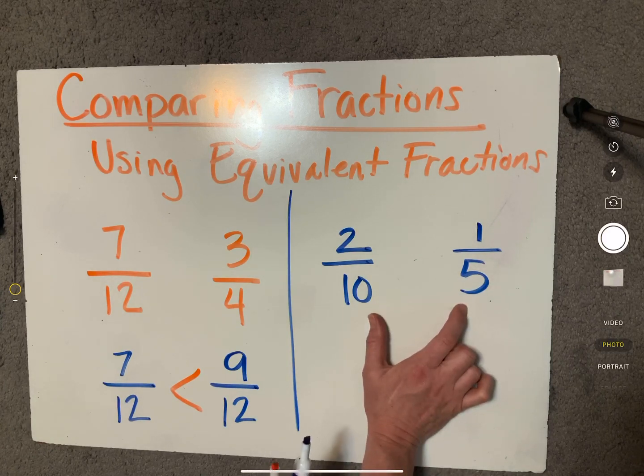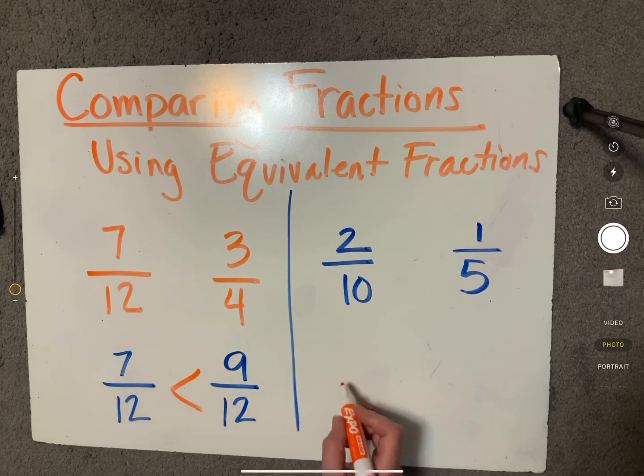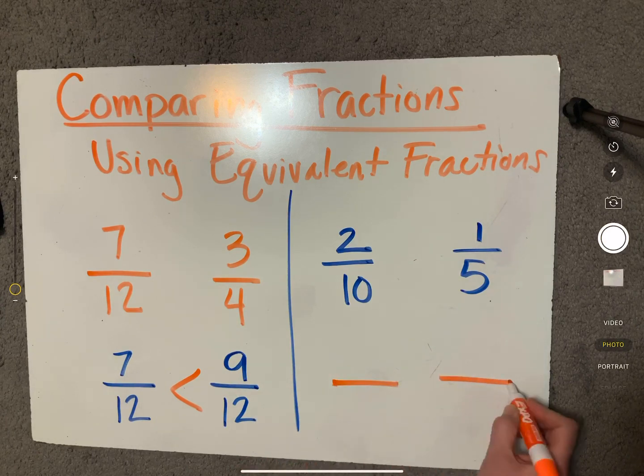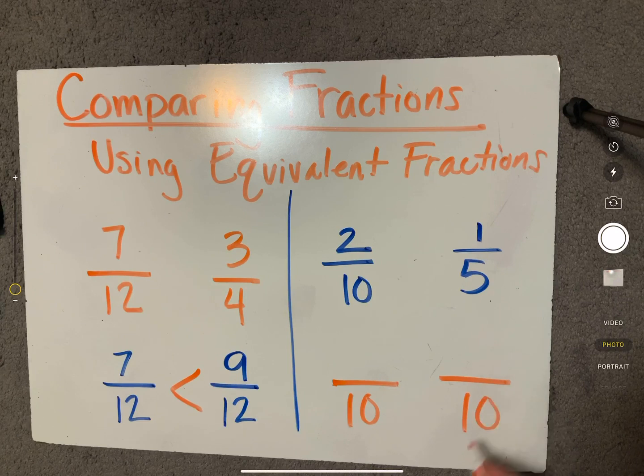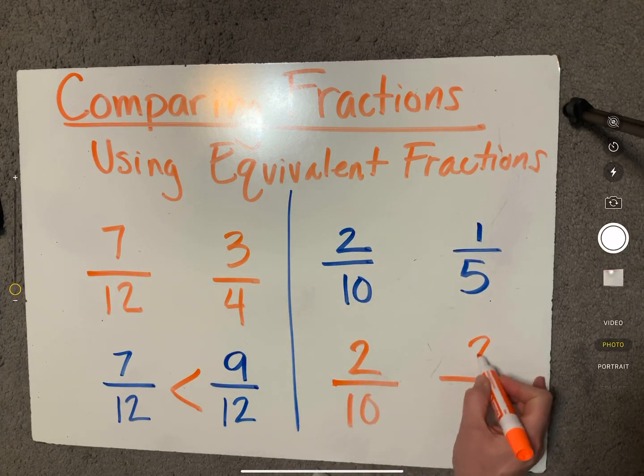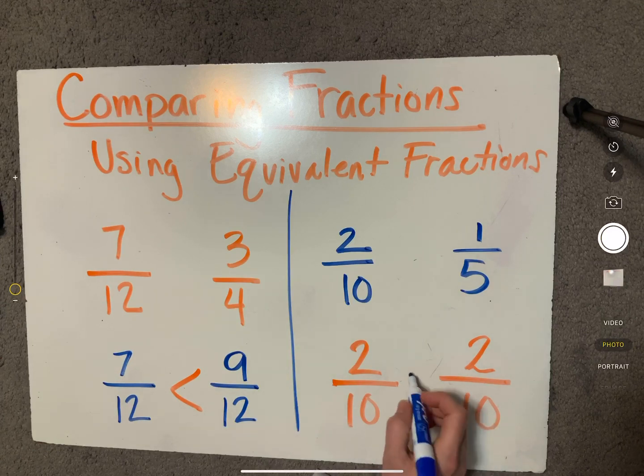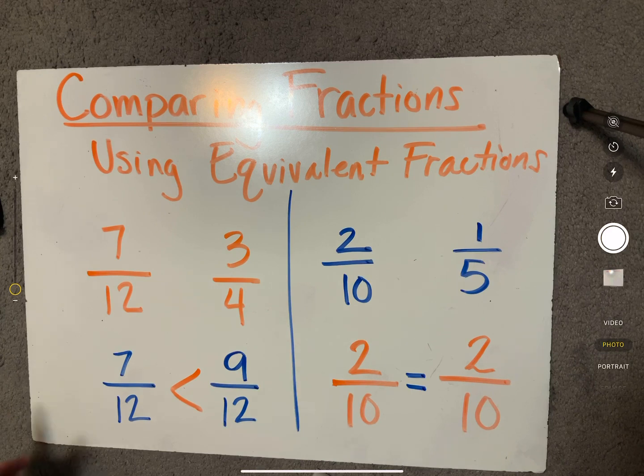5 and 10 are related to each other because 5 times 2 is 10. So I'm going to make my denominator 10. So 10 and 10 are the same. 10 times 1 is 10, 2 times 1 is 2, so I don't have to change that one at all. To make this one work, 5 times 2 would be 10, so 1 times 2 would be 2. So in this case, 2/10 and 2/10 are going to be equal. So you're going to have opportunities where some are equal to each other.